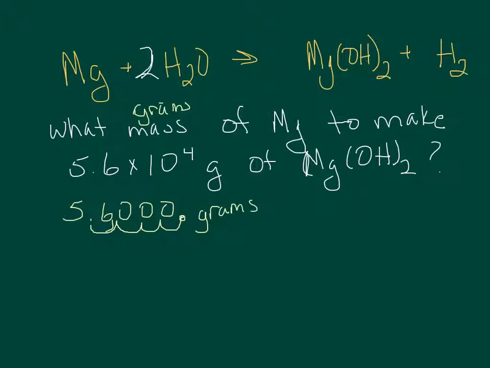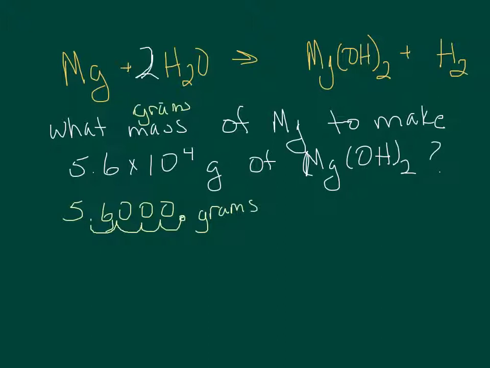All right, so I know what I need to do. Step 3 is change my grams into moles. So I need to change 56,000 grams of MgOH2 into moles. Well, first I need to figure out my AMUs of MgOH2.